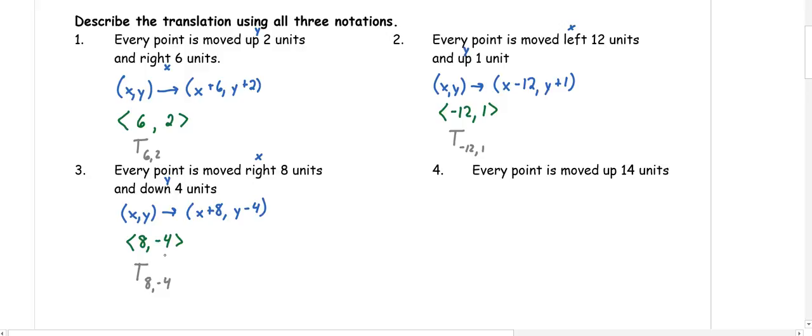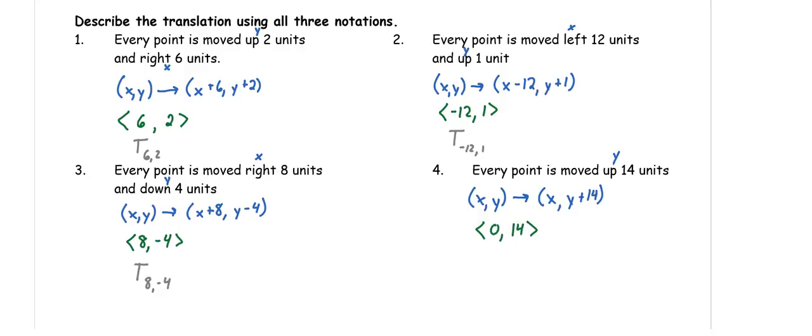Number 4, every point moves up 14 units. So the only type of change we have in this case is a y movement. Our x does not have a movement. So in the coordinate notation, when we have (x, y), we're just going to leave x the same, which means we're not changing at all. Y plus 14. When we use the other two notations, since there's no variables in them, we need to put a 0. So in vector notation, when x is not moving, we have 0 comma 14. And then in subscript, we have a T, again 0 comma 14.